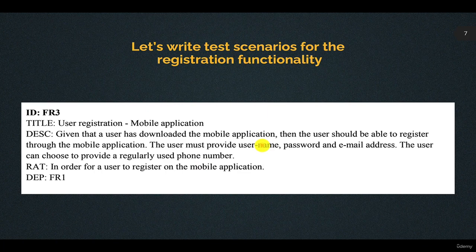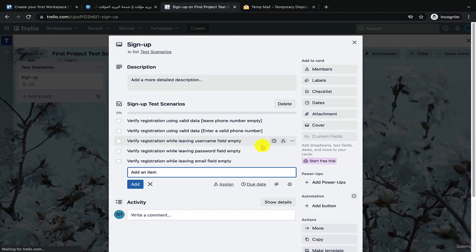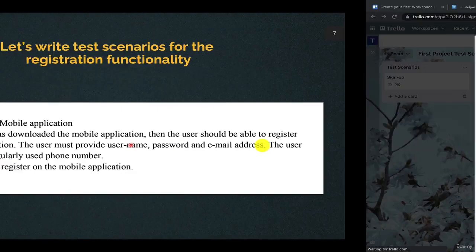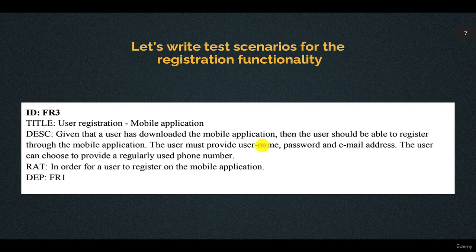So first, let's think about the username. What does the word invalid mean here? Invalid username might mean a very short username. In most applications, the username must be at least 3, 4, 5, or 6 characters. So we can say, verify registration using very short username. For example, "hi". Mostly this is an invalid username. If the requirements specify a length of the username, we should follow this length. For example, the requirements say the username must be at least 6 characters. In this case, we try 5 characters.